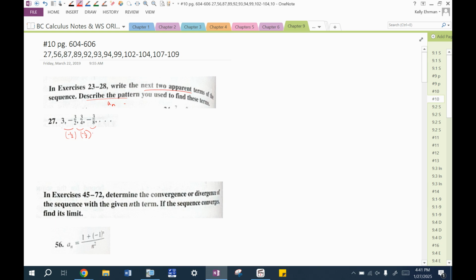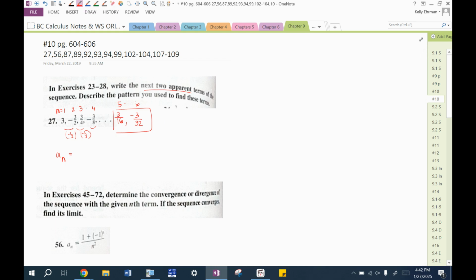So -3/8 times -1/2 is +3/16. And then that times -1/2 is -3/32. So these are the next two apparent terms. And even though the pattern is like, okay, multiply each term by -1/2, how do you get these specific terms? So looking at this, I have n equals 1, n equals 2, n equals 3, and 4. I want to try to come up with a pattern that generates these terms. And this is 5, this is 6.